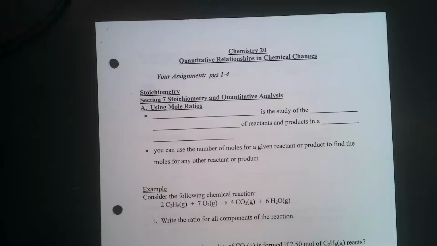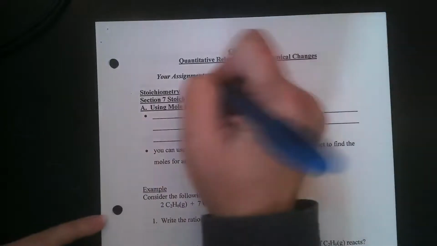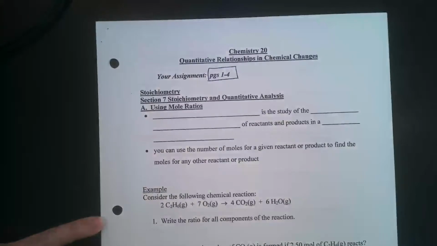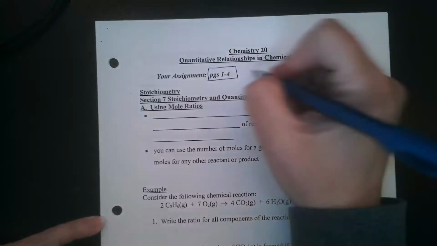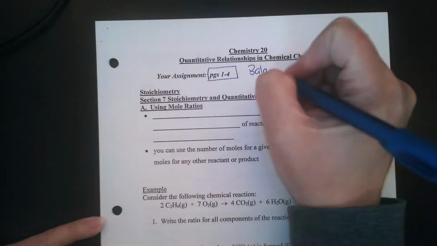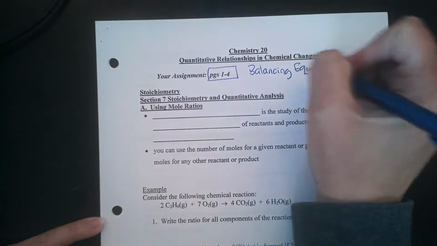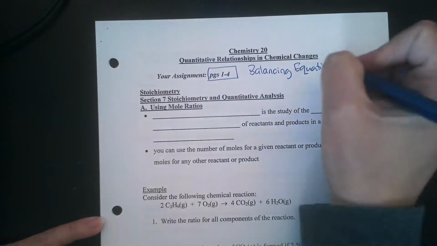Good morning, Chem 20s. We're going to start our new unit, which is called Stoichiometry. The first thing that you needed to have done is you needed to have gone through pages 1 to 4 of your workbook. This is working on balancing equations, and there's two very key points that we need to focus on before we can begin to learn about stoichiometry.